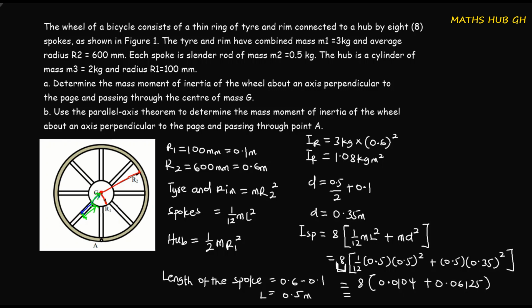So we are going to have 0.0104 plus 0.06125 times 8. So that gives me a value of 0.5732 kilogram meter squared. So that's the mass moment of inertia of all the 8 spokes.